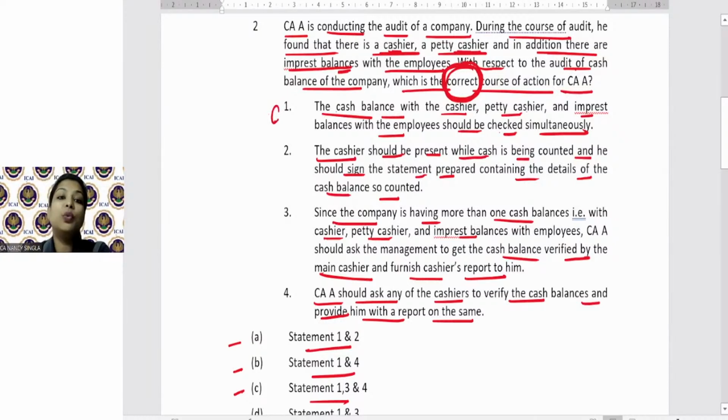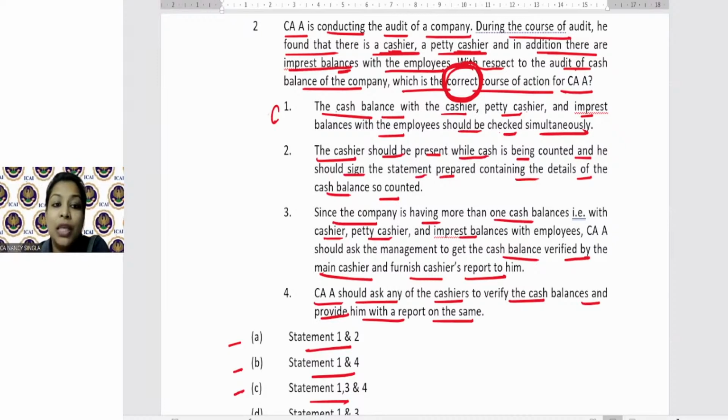So that shortage with the cashier should not be made full from the cash which is lying with the petty cashier. ऐसा तो नहीं है कैशियर का काउंट किया आपने, नेक्स्ट डे वही पैसा पेटी कैशियर को दे दिया, नेक्स्ट डे वही पैसा किसको दे दिया, एम्प्लॉइज हैविंग द इम्प्रेस्ड बैलेंस.